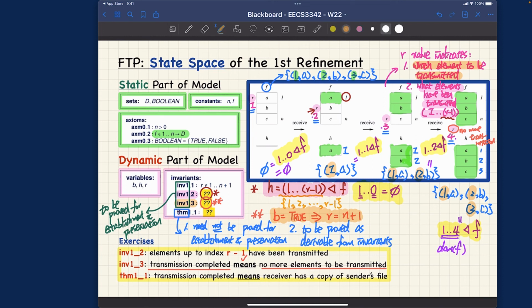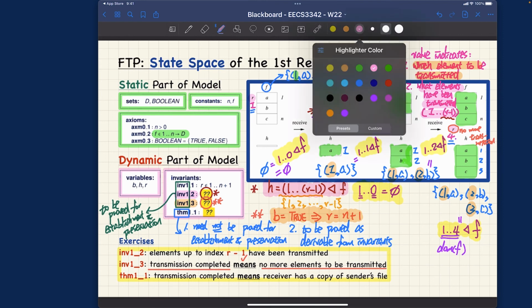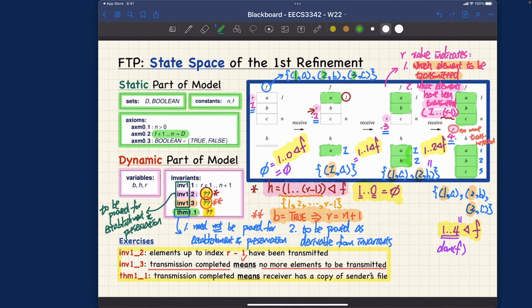Alright, assuming that you thought about it, let's now take a look. And for that one there, let me use green. Okay, let's say we want to figure out theorem 1. Let's now say star, star, and star. What should that be? Well, it's going to be conditional. So transmission completed, that means b equals true, implies receiver has a copy of sender's file. That means the receiver's copy, which is h, is exactly equal to f. That one's rather easy. You can say h is just equal to f.